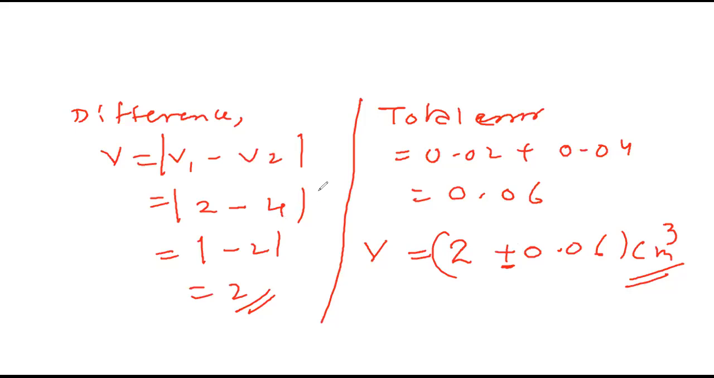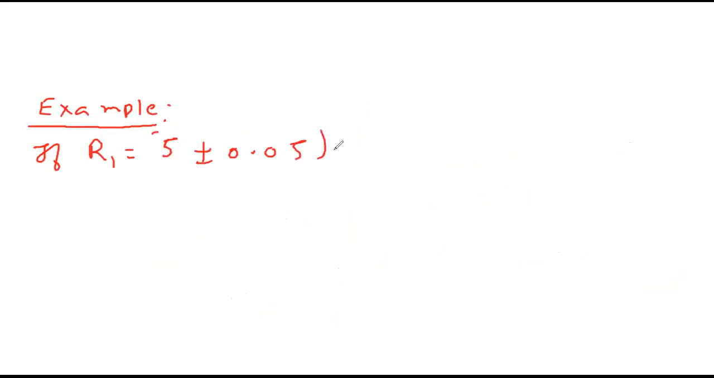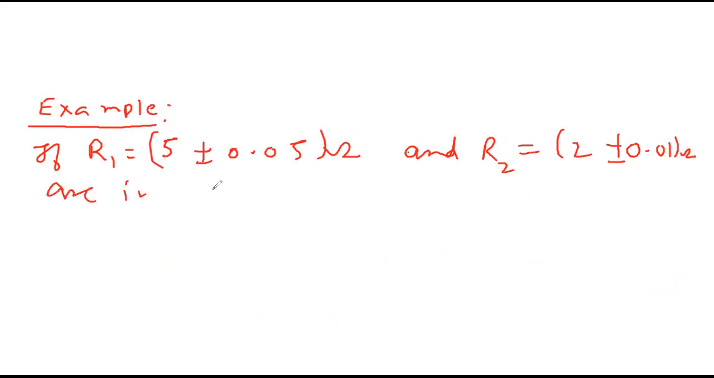Let's say, one more example. Let us take R1 equals 5 plus or minus 0.05 ohm and R2 equals 2 plus or minus 0.01, and they are in series. Then what is R equivalent?